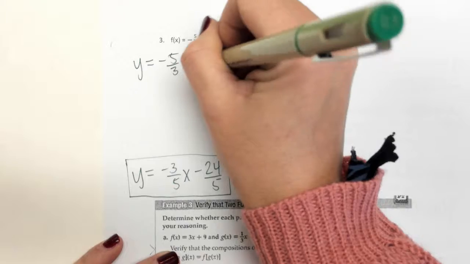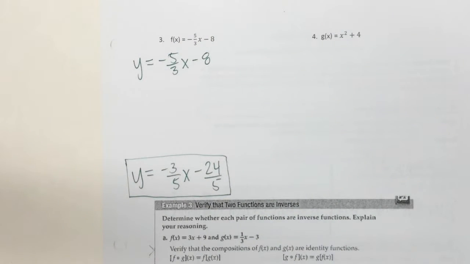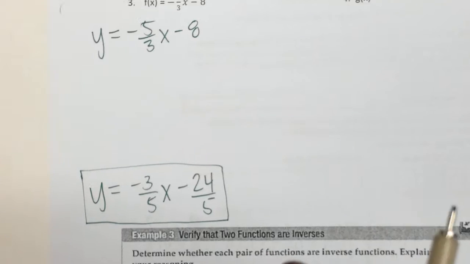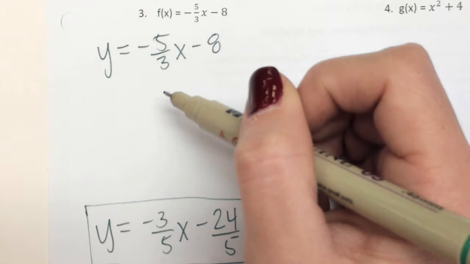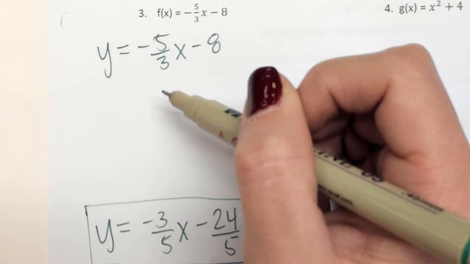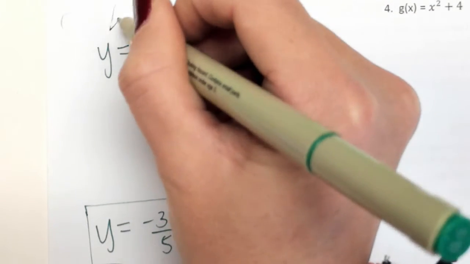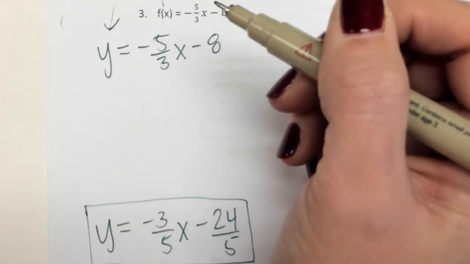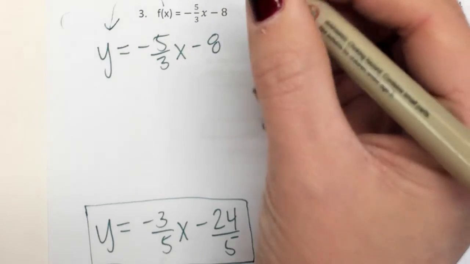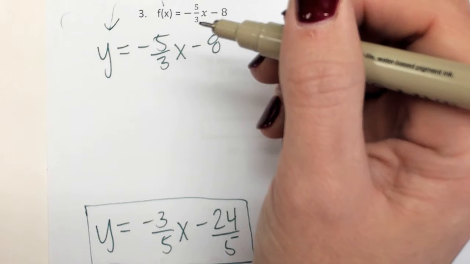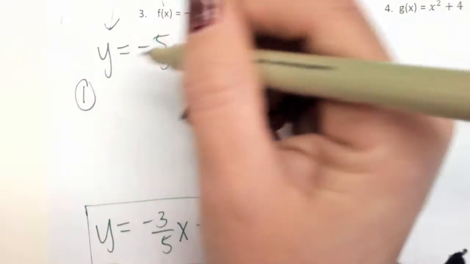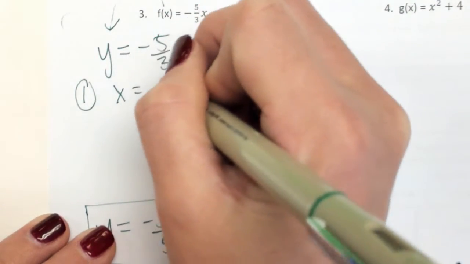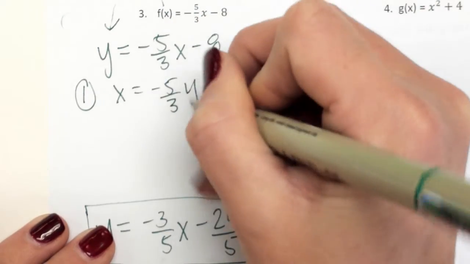Alright, so she replaced f of x with y. Alright, Simon, tell me what to do next. Add 8. Before that, she just turned this to y. What do we need to do? Multiply by negative 3 over 5. Somebody help her. Yeah, swap x and y first. So this would be x equals negative 5 over 3, y minus 8.